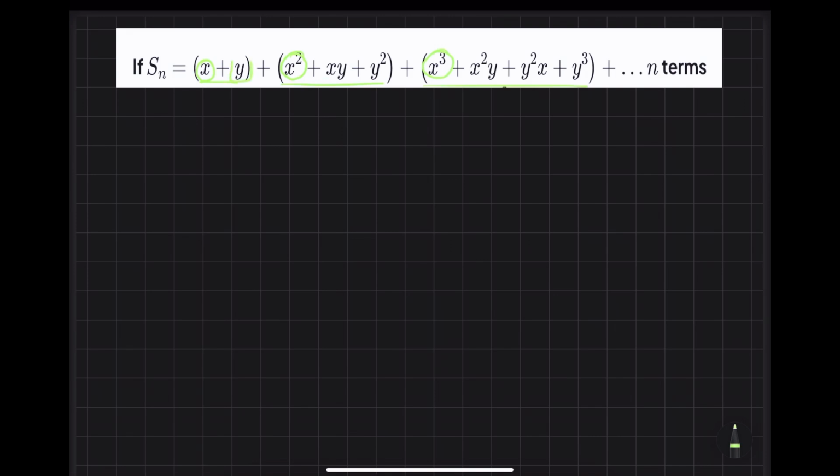Then you may say, sir, look at the last element of every bracket. It is again in GP. Then I'll tell you, look at this thing. This is also in GP. So don't you think that you have converted a single question into so many questions and increased the difficulty level? So instead of simplification, you did complication.